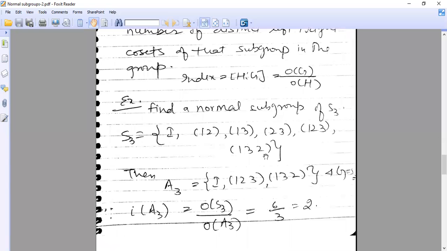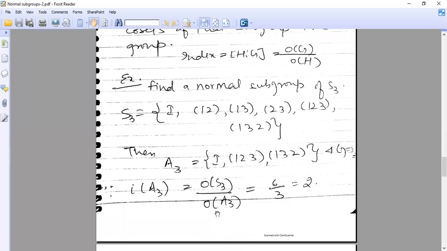You can directly say that it is a normal subgroup. So here is an example. Here you have to find a normal subgroup of S3. S3 is the set of all permutations defined on the set 1 to 3. So S3 is the identity, (1 2), (1 3), (2 3), (1 2 3), and (1 3 2). And A3 is your even permutations. All the even permutations of S3 are in A3. We have seen that when you take the subgroup of all even permutations, that subgroup is a normal subgroup.